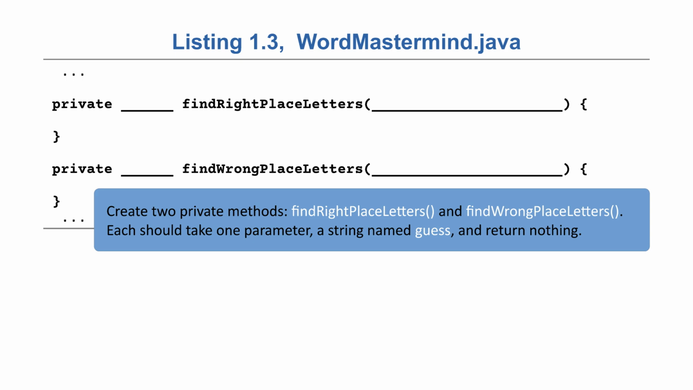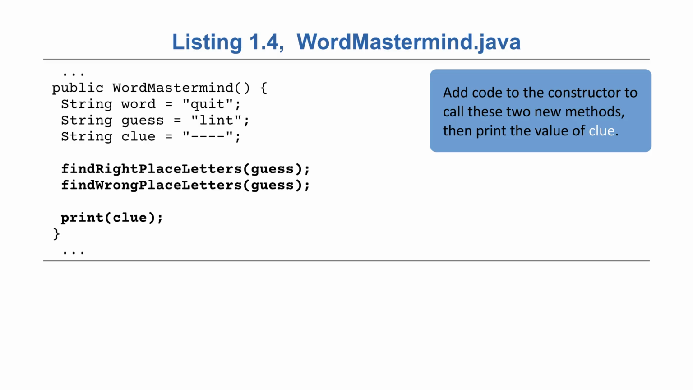Next, create 2 private methods, findRightPlaceLetters and findWrongPlaceLetters. Each should take 1 parameter, a string named guess, and return nothing. And finally, add code to the constructor to call these 2 new methods, then print the value of clue. Run it. What happened? Right now, the 2 methods don't do anything, so the program just prints the 4 dashes.